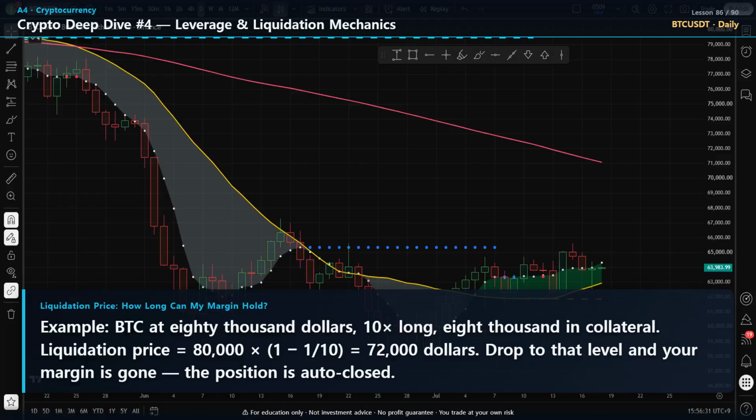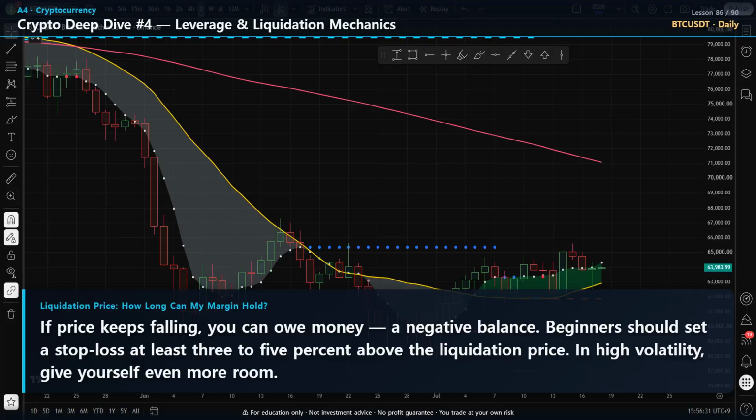Example, Bitcoin at $80,000, 10 times leverage long, $8,000 in collateral. Liquidation price equals 80,000 times 1 minus 1/10 equals $72,000. Drop to that level and your margin is gone. The position is auto-closed. If price keeps falling, you can owe money, a negative balance.